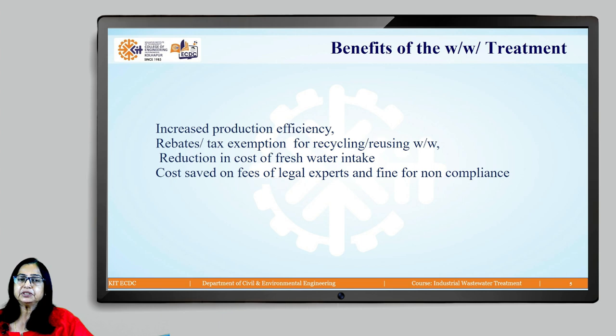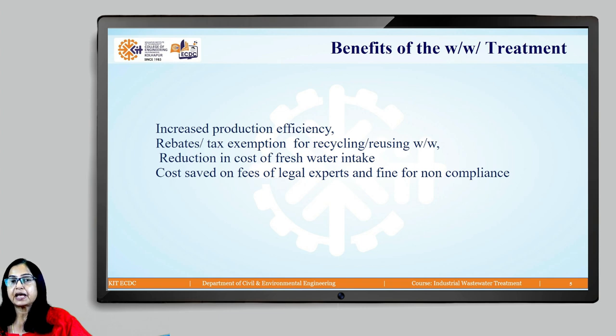Okay. Then the number three is reduction in cost of fresh water intake. Obviously, if you recycle or reuse your treated wastewater, apart from rebates or tax exemption from the governing authority, the fresh water intake is directly reduced. How much is the quantity of water recycled, reused? Direct in the same proportion, there is reduction in intake of fresh water by the industry.